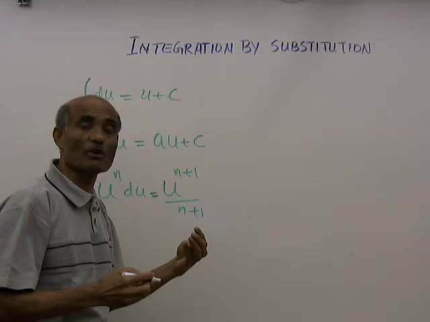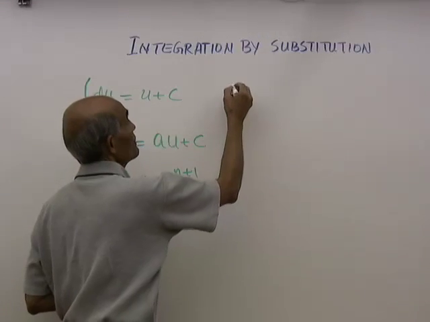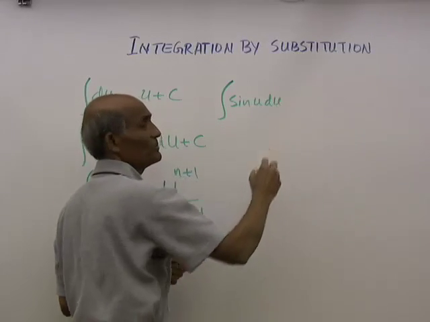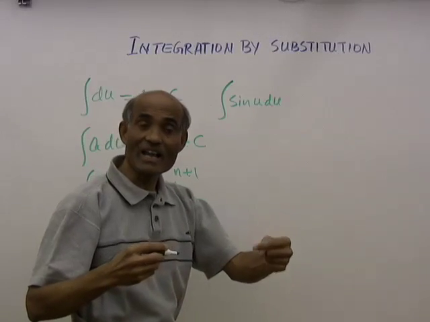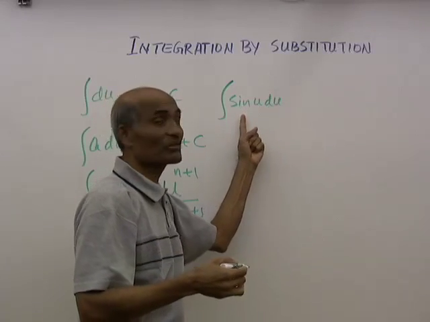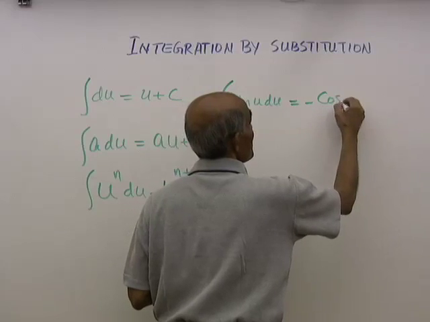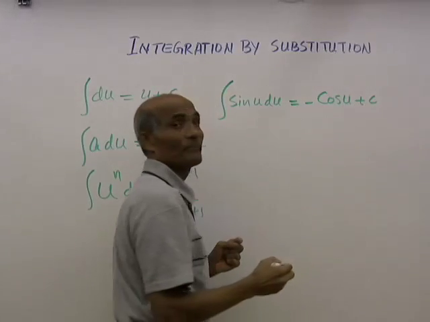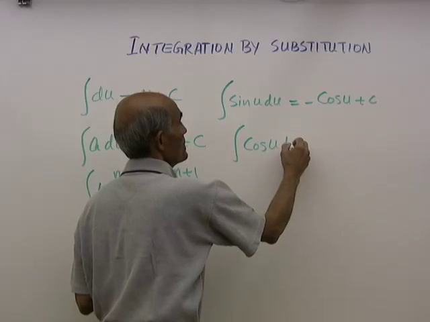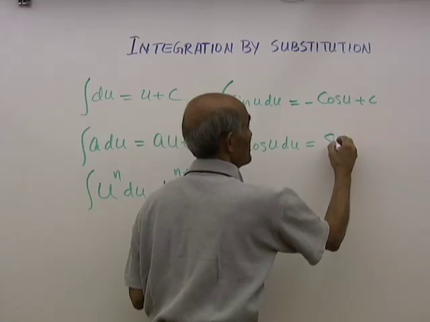We also know how to integrate some basic trig functions. In other words, you know that integral sine x dx is negative cos x plus c. Integral sine u du will be negative cos u plus c. Integral cos u du is sine u plus c.